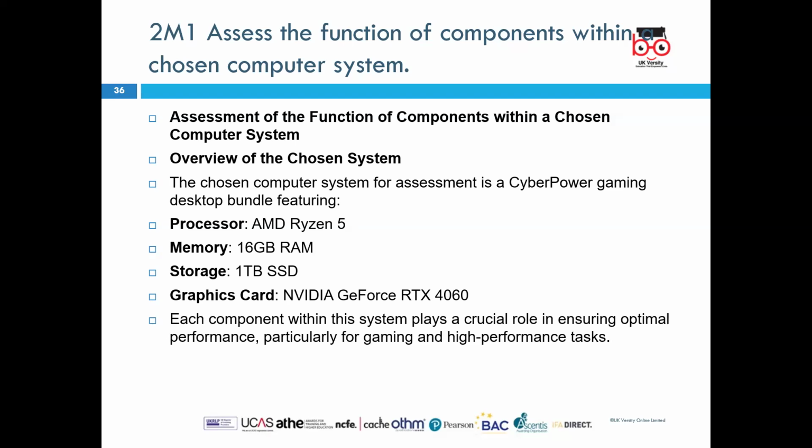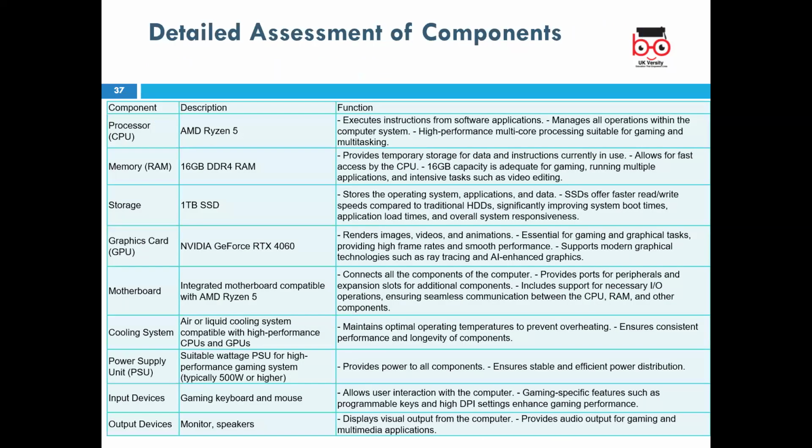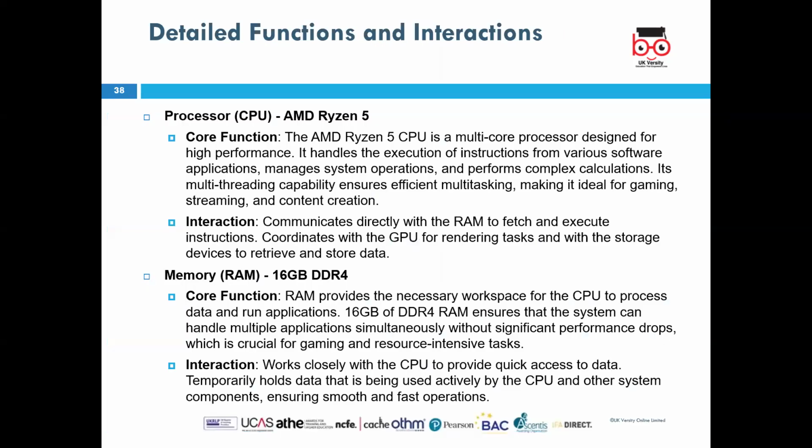So we can see that each component within the system plays a very important role in ensuring optimal performance, particularly when it comes to gaming and high-performing tasks. Here we have a detailed assessment of each of the components that we just looked into. We spoke about the processor. Ryzen 5 is a high-quality one, which could be compared to an Intel Core i5 or i7 due to their functionality.